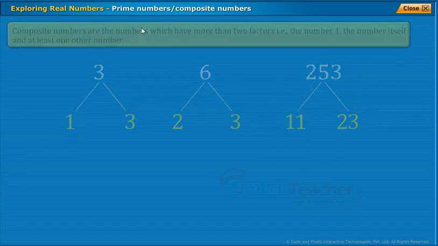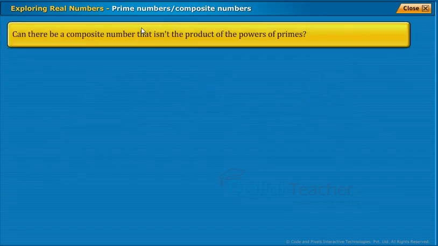Can there be a composite number that isn't the product of the powers of primes? For this, let us take an example of factorizing a large natural number, 163800. Let us use the factor tree that is well familiar to all. Now, let us have a look at some of the natural numbers.